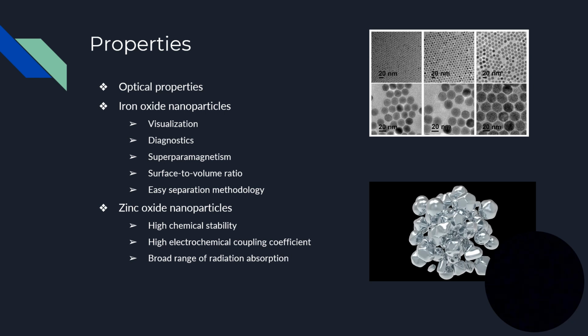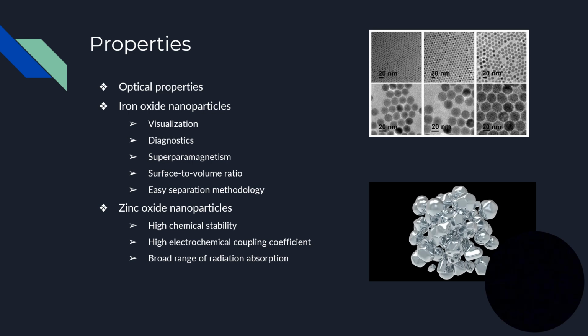There are several unique chemical and physical properties, such as high chemical stability, high electrochemical coupling coefficient, a broad range of radiation absorption, and high photostability, which makes it, among all the metal oxides, a key technological material and has very wide application in various fields.